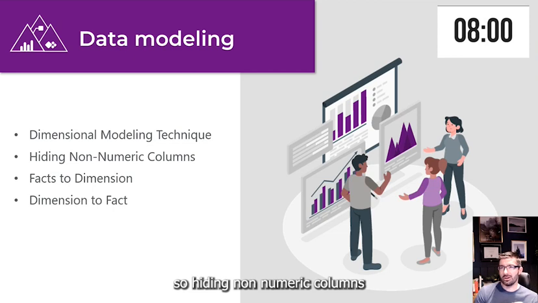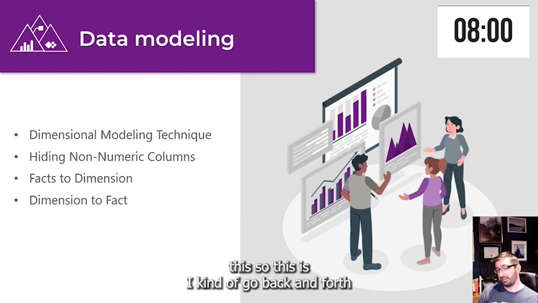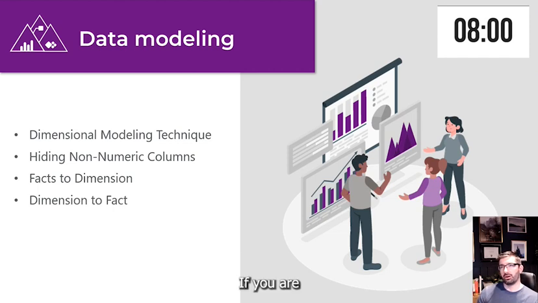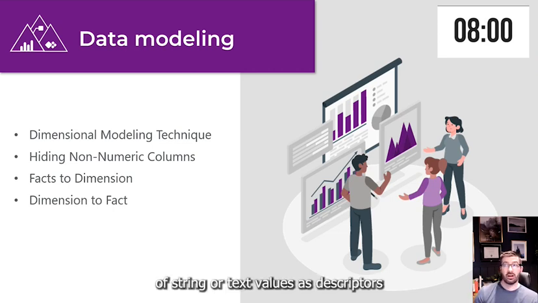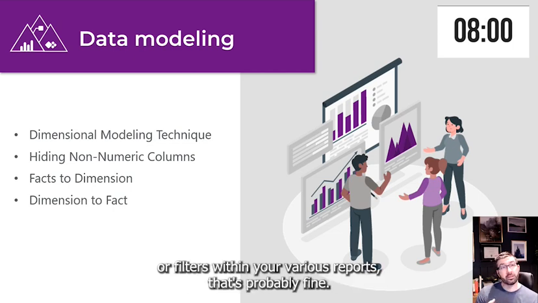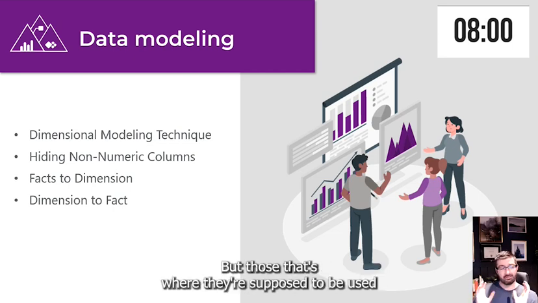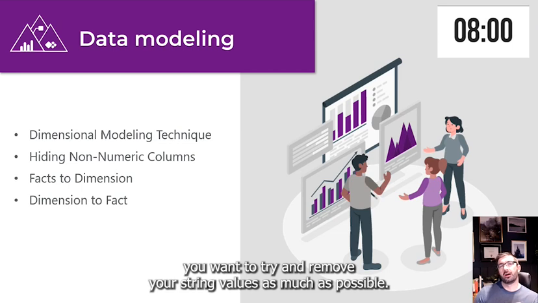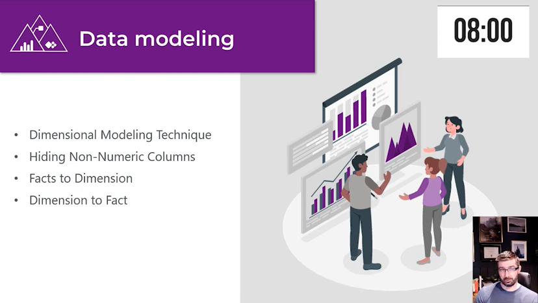So hiding non-numeric columns. I kind of go back and forth. I should say hiding non-numeric columns on our fact tables. If you are using data types of string or text values as descriptors or filters within your various reports, that's perfectly fine. That's where they're supposed to be used in the dimensional model in that way. If you're on a fact table, you want to try and remove your string values as much as possible.